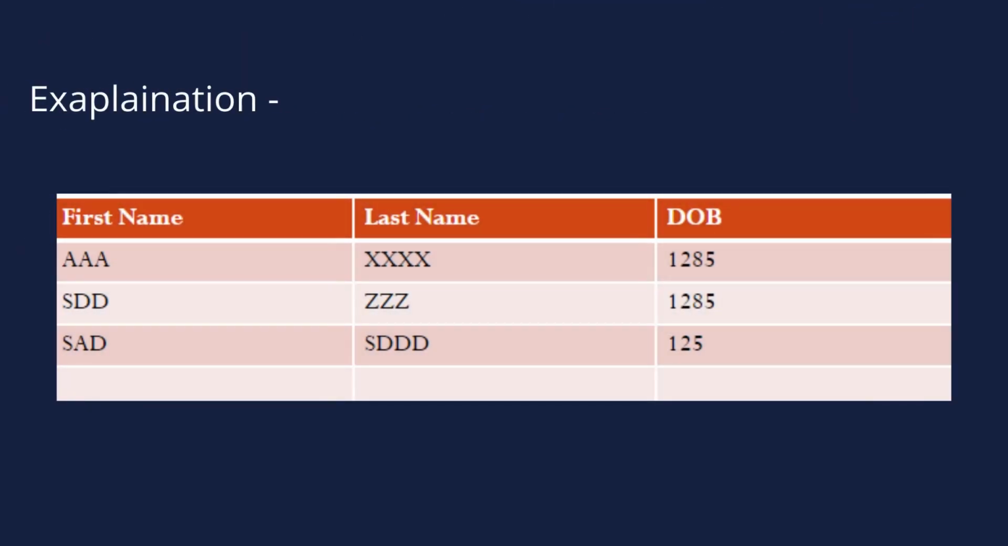So let's discuss with this example. See here, there is no natural primary key present in this table. So what we did, we have added first name and date of birth as a primary key.